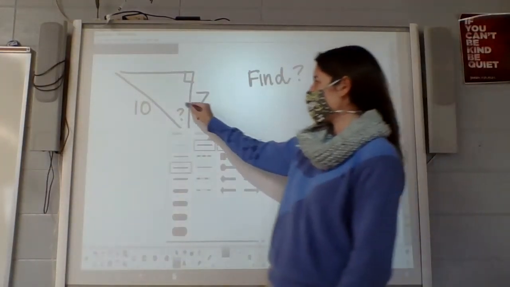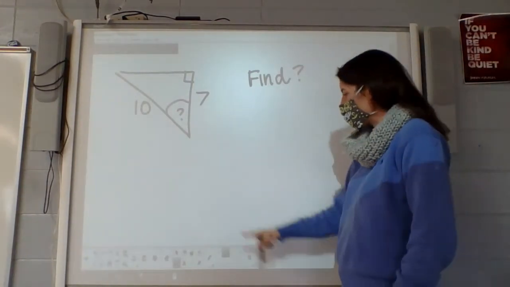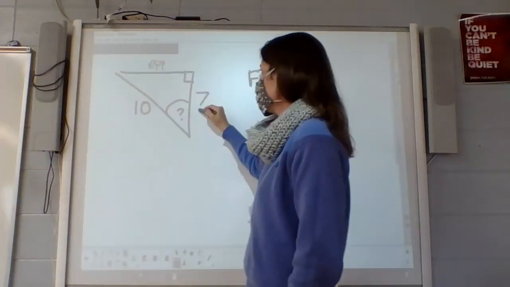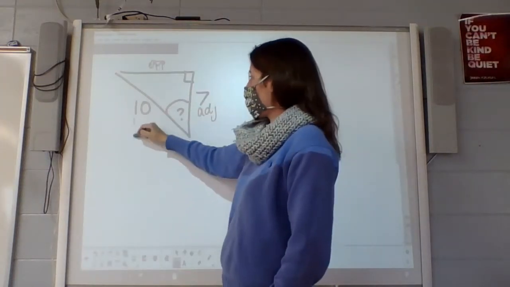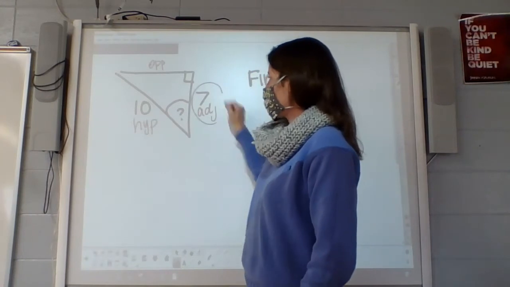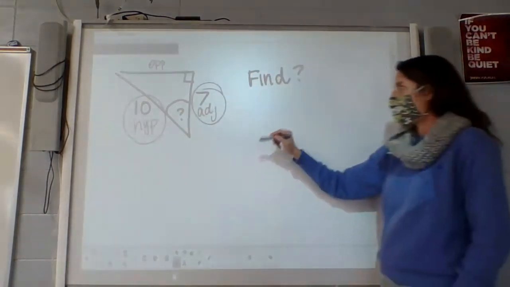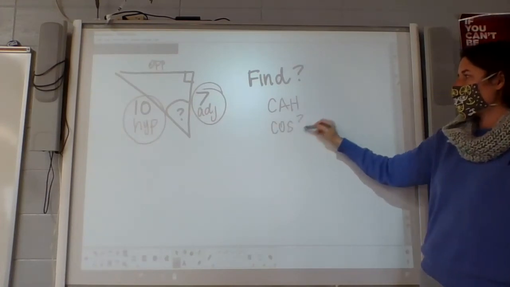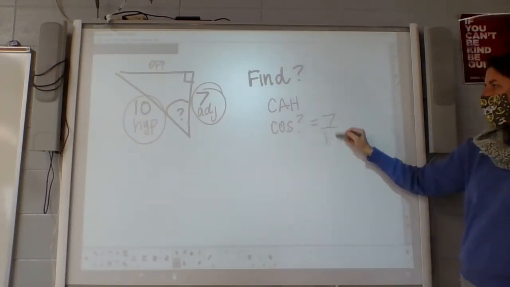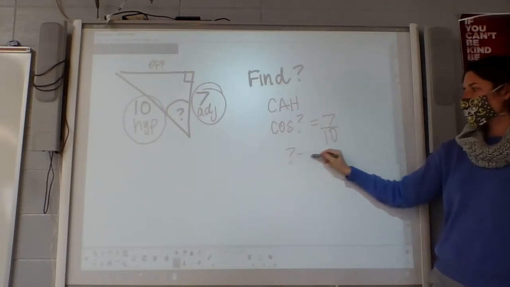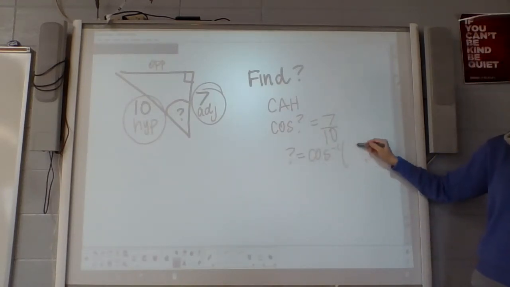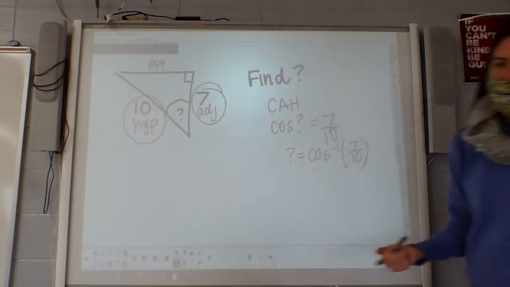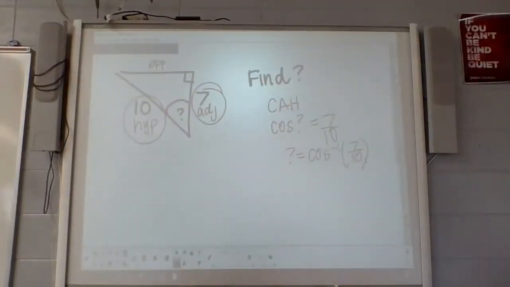All right, so this time we label everything based off of our question mark. So in this case, here's my opposite, I don't know that though, my adjacent and my hypotenuse. So I want to use hypotenuse and adjacent, so that's going to be cosine. So cosine of question mark equals 7 over 10. So our question mark is going to be the inverse cosine of 7 over 10. That'll give us a value of like 45.57, so that rounds to 45.6.